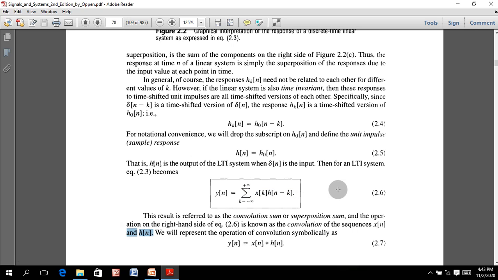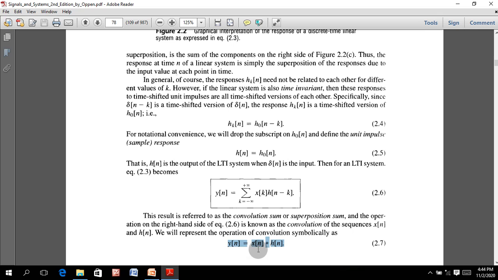So this is the convolution of the sequences x of n and h of n. And what is h of n? h of n is nothing but the impulse response of the impulse signal which has been fed to the digital system, which is considered as a linear time invariant system. Symbolically it can be written this way. So this is nothing but the convolution.